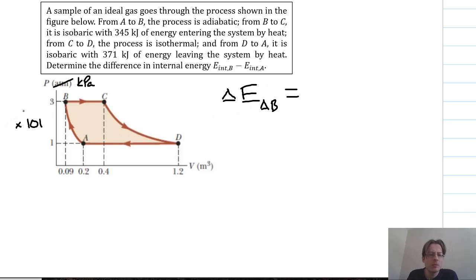Now, if we knew the temperature of the gas at both points, there's a way to figure it out directly. Well, we don't know that in this question. We don't even know the number of moles of the gas. So we have to take a different approach.